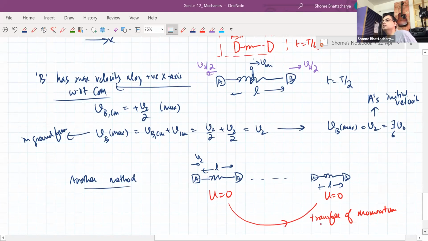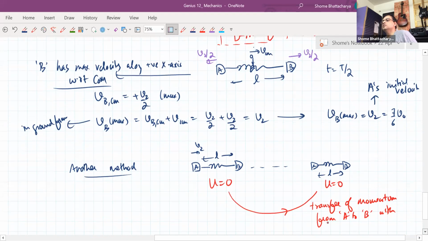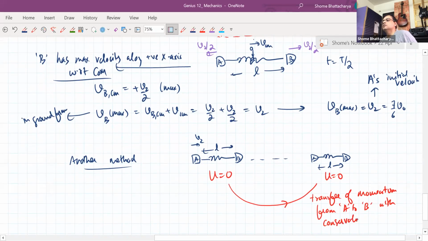from A to B, with conservation of kinetic energy. Not for the whole thing, but only from this picture to this picture. And this is potential energy of the spring, with conservation of kinetic energy for A plus B. Obviously, because they are equal masses, they will exchange velocity. So here VA will become 0 and VB will become equal to V2.